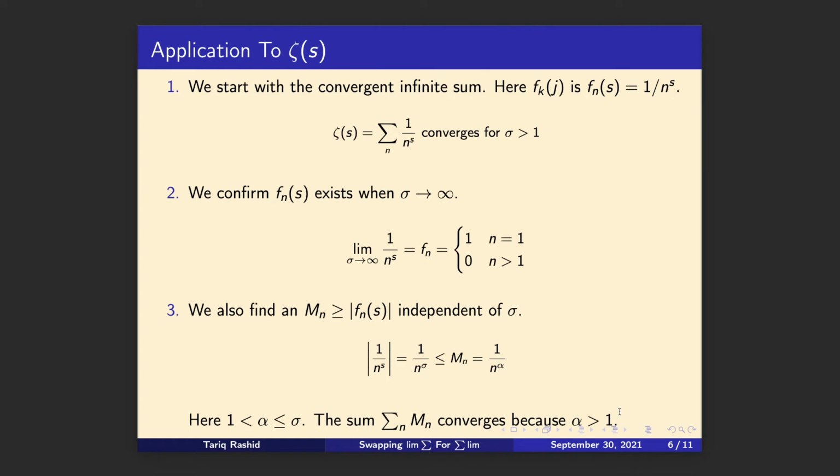So other examples might actually be easier, where the function here in the limit is a nice closed form like a polynomial or something like that, and the Mn might be something that requires less thought, but we are interested in the Riemann Zeta function, so that's what we're doing here.